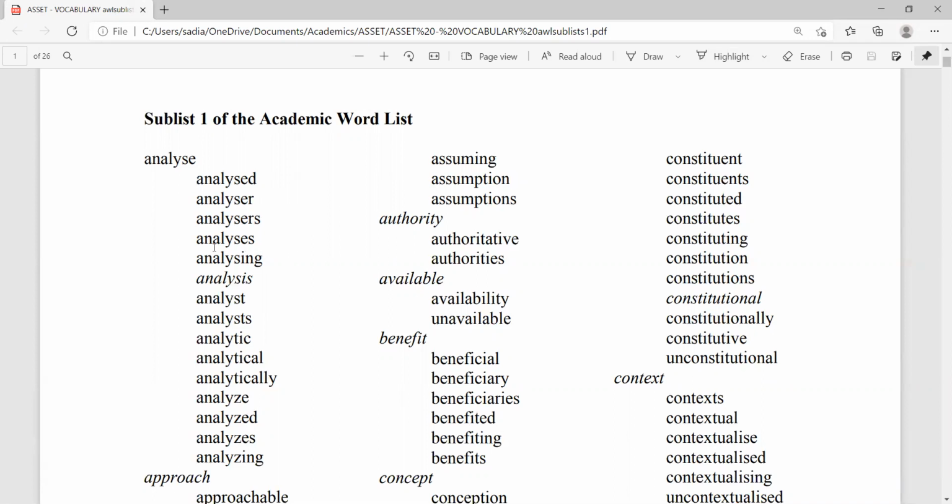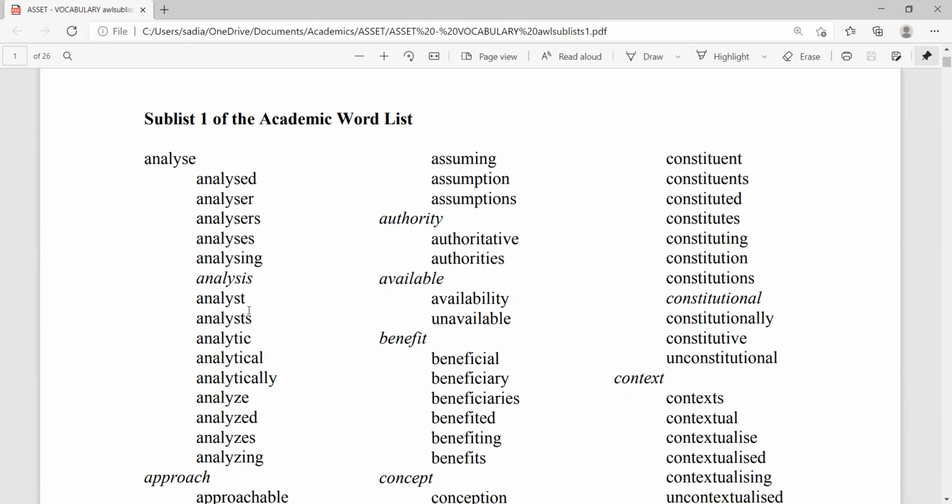Analyzes. Analyze was the verb form, analyzes is the verb form only, and it is in simple present tense. Analyzing is again used as a verb form, but in the continuous tense. Try using it in that form in a sentence. Analysis. It is most probably in the noun form. Try using it in a sentence.